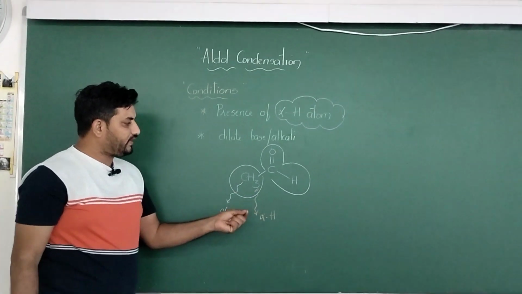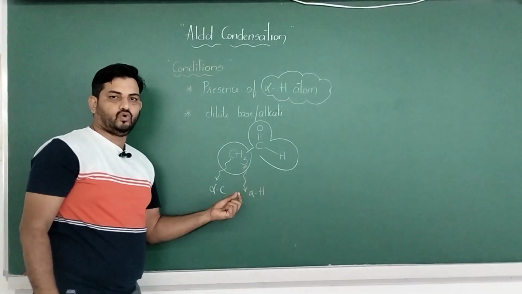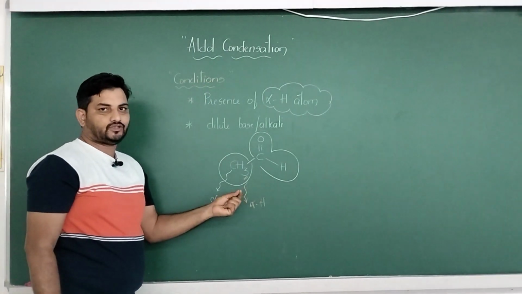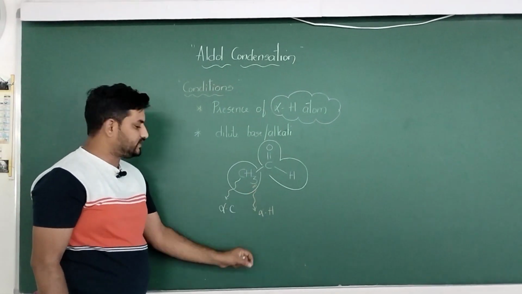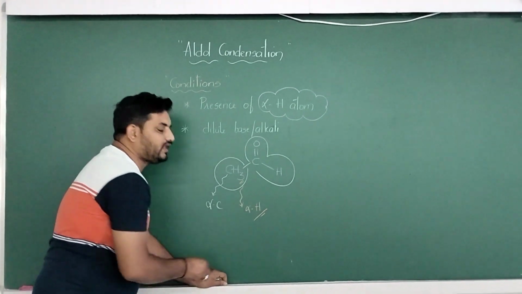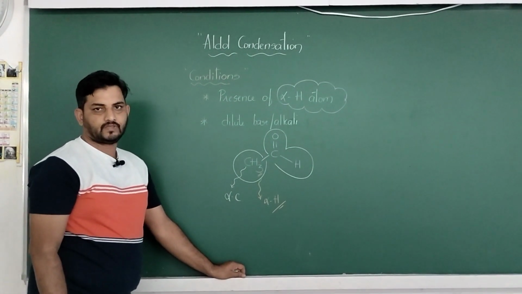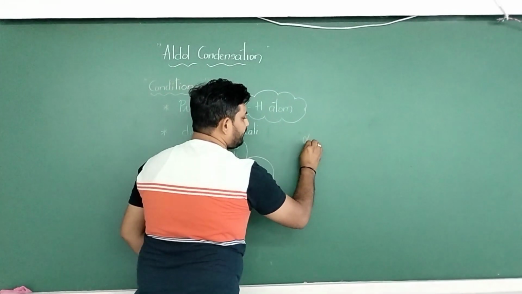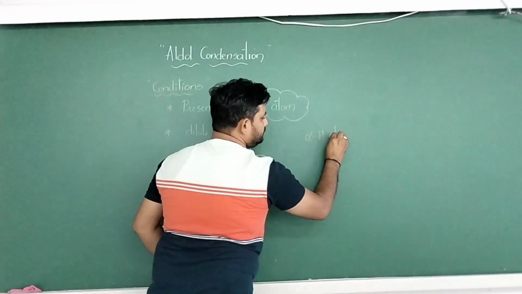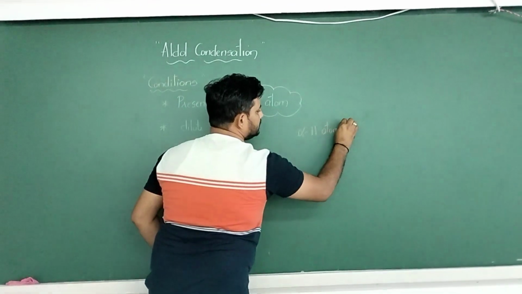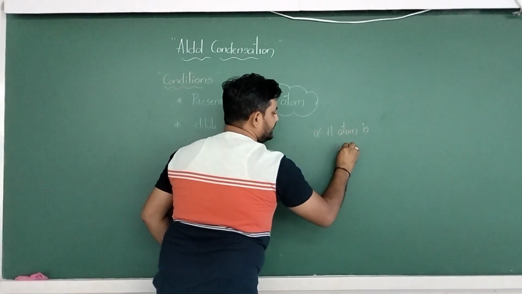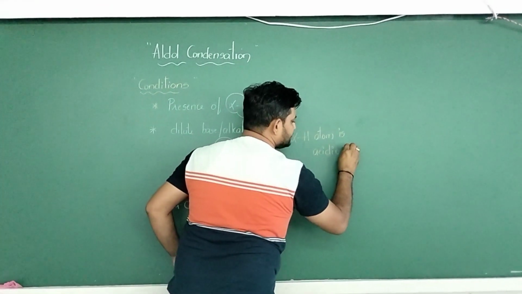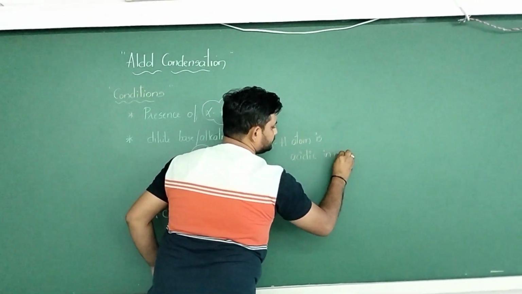So if an aldehyde has to undergo an aldol condensation reaction, or if a ketone has to undergo an aldol condensation reaction, it must have an alpha hydrogen atom. It must have an alpha hydrogen atom. Now remember, the alpha hydrogen atom is acidic in nature.